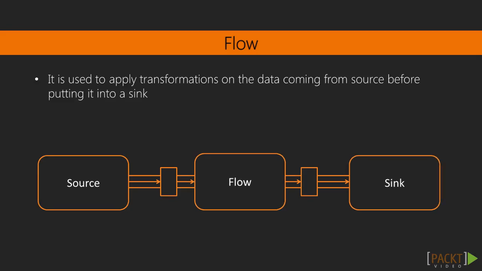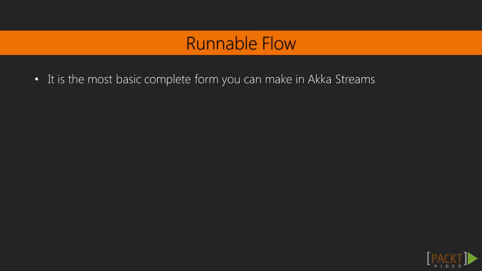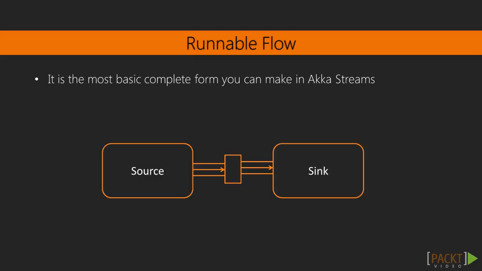If you want to make things more interesting on the stream, you need to add a flow between the source and sink. A flow can be used to apply transformations to the data coming out of a source before putting it into a sink. When connecting the source to the sink, we get a runnable flow. A runnable flow is something we can start. In other words, it's a flow with a sink and a source attached, a complete stream pipeline. This is the most basic complete form you can make in Akka Streams. This means you must connect your source with a sink to have a complete system, and your data can flow through it. Now, let's implement all this into a simple app.